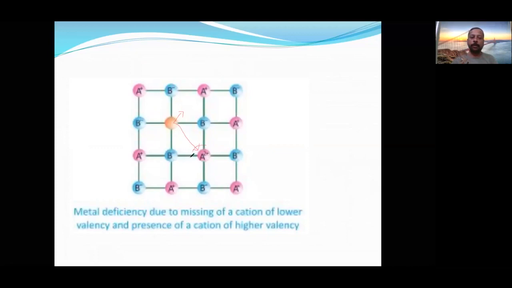So this was also a question, A2 positive. Metal deficiency defect is found only when another metal is able to increase its oxidation number. Noted this. Now let us see the next part.